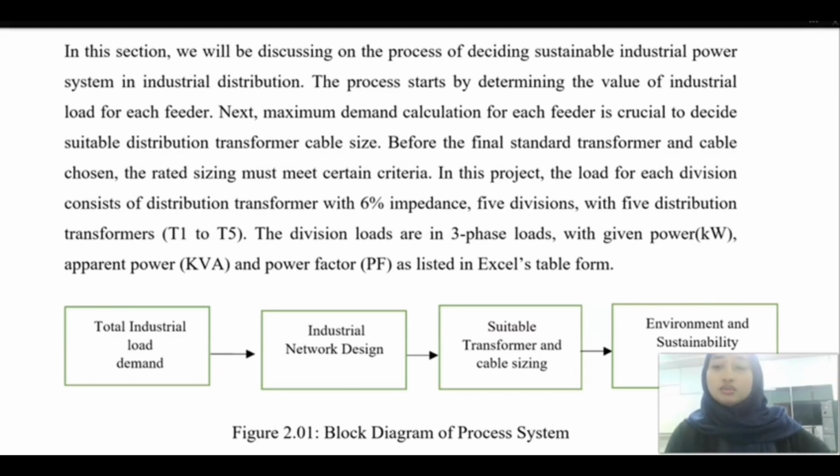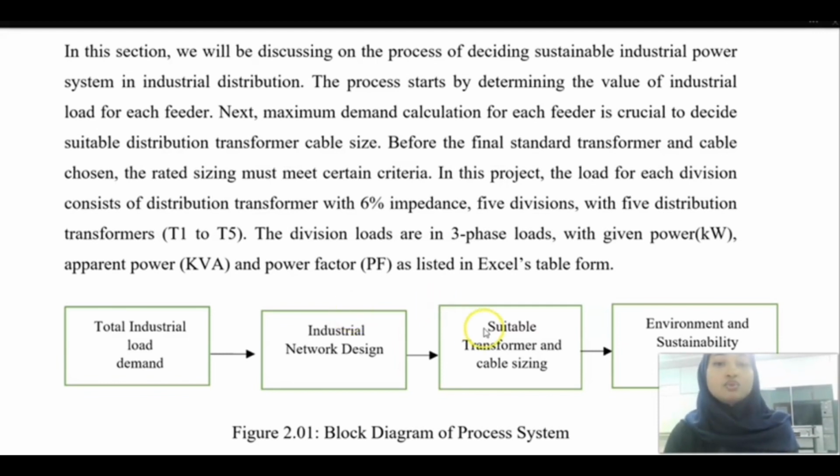Right now I am going to talk about the overview of our project planning. In our project, it started with the block diagram of the process system, as you can see here, and the process type with total up the industrial load until it gets its power demand. So for the details, we will discuss later on. And for the second step, we have to design the suitable industrial network by using the single line diagram, and it will be described in more detail later on.